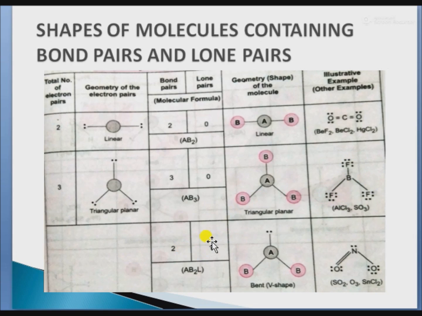If there are 2 bond pairs and 1 lone pair, then the formula is AB2L and the shape is distorted from the triangular planar and it forms a bent shape or V shape due to lone pair bond pair repulsions, and the formula is AB2L. For example, NO2, SO2, O3, SnCl2.